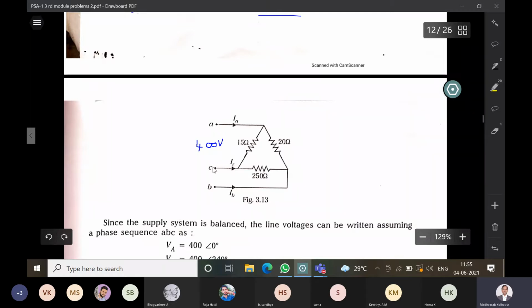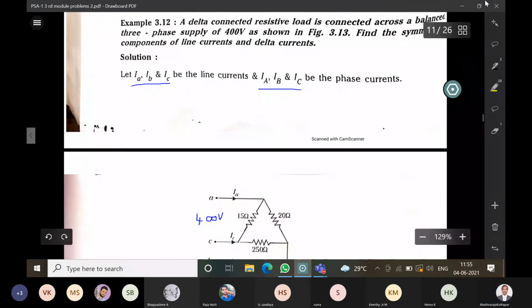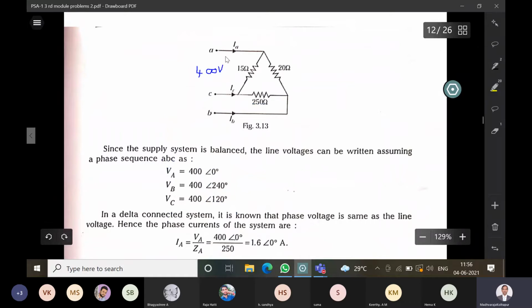In between AB 400, BC 400 and CA 400 volts. So in the case of delta, phase voltage is also equal to line voltage. So VA is equal to 400 at an angle 0, VB is equal to 400 at an angle 240, and VC is equal to 400 at an angle 120. The phase sequence is ABC.